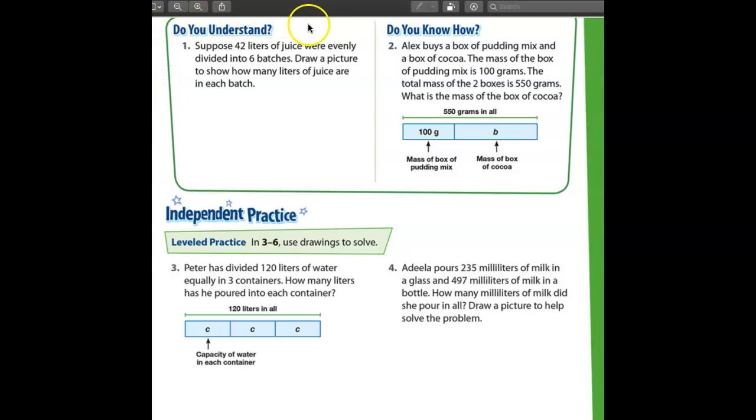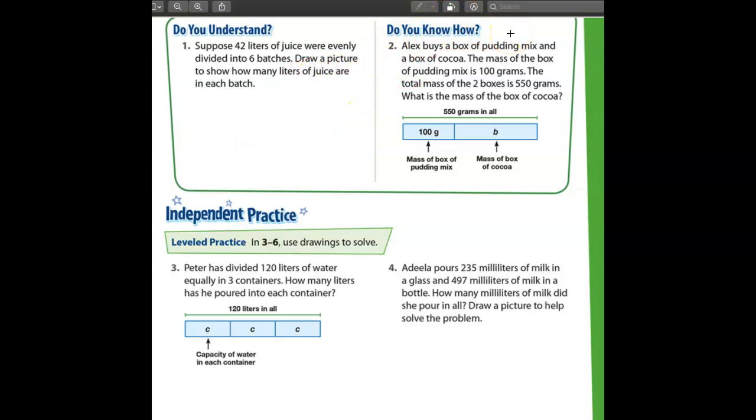If you look at the question, it says that 42 liters were evenly divided. So that gives me a really big clue that we're going to divide 42. Used my thick pen on accident, divided by 6. So you should all be really good with division. So I'm going to let you draw out your circles and then divide the 42 evenly into the 6 circles. Let's look at the next one.